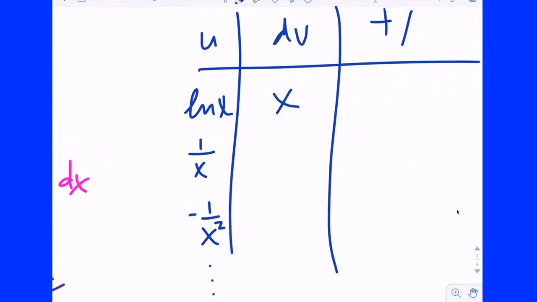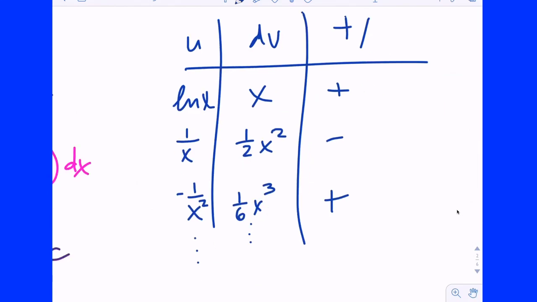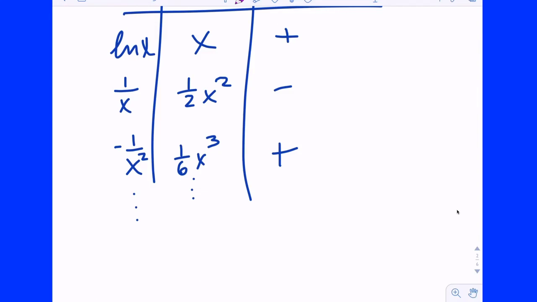What's the antiderivative of x? 1/2 x squared. The next antiderivative would be 1/6 x cubed. Again, I'm not going to stop, so it's going to keep going. This will be plus, this will be minus, this will be plus. So here the tabular method's not as nice because you don't expire the left column to 0, but you'll see that the Zorro method still does work, and so does the tabular method.